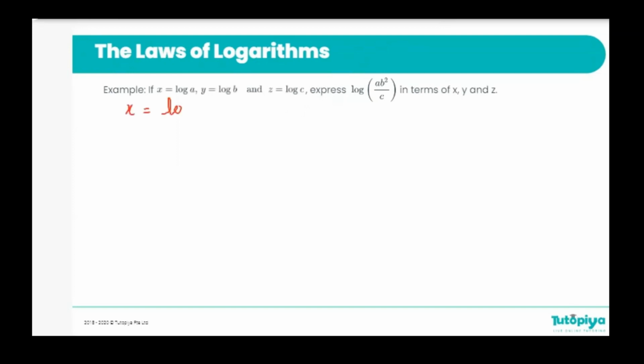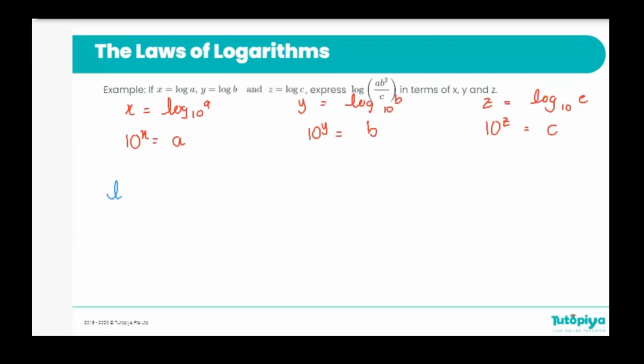So this means that x is equal to the log a to the base of 10, y is equal to the log of b to the base of 10, and z is equal to the log of c to the base of 10. Now let's go ahead and rewrite this to make a, b, and c the subject of our formulas. So I can rewrite this as 10 to the power x is a, 10 to the power y is b, and 10 to the power z is c.